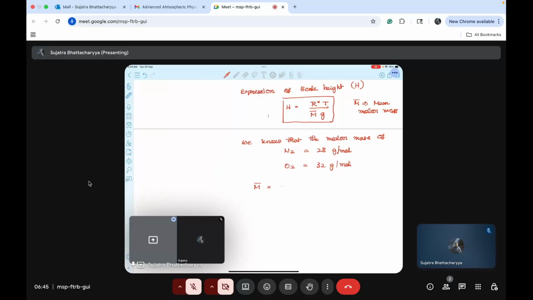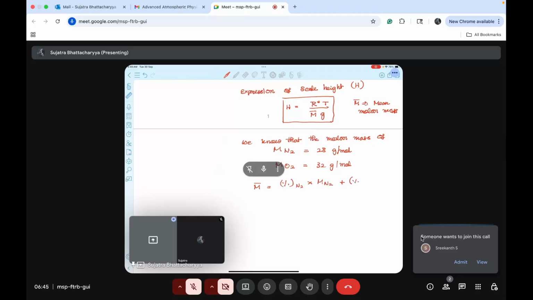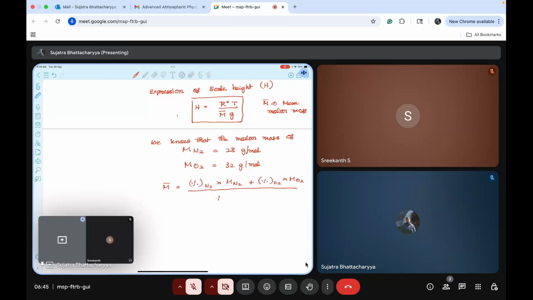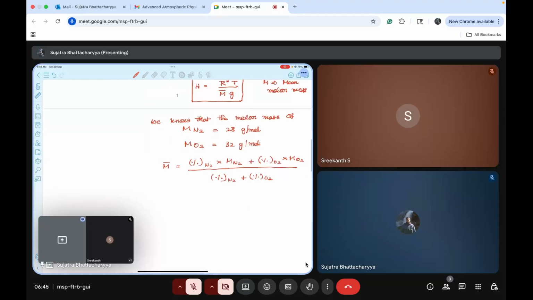Now we have to calculate M bar based on the composition given. Simple. It is the percentage composition of nitrogen times the molar mass of nitrogen, plus the percentage composition of oxygen times the molar mass of oxygen. This is how you can calculate. And finally, because it's a weighted molar mass, you have to just put the composition here. You can write it in any form, so that is fine.